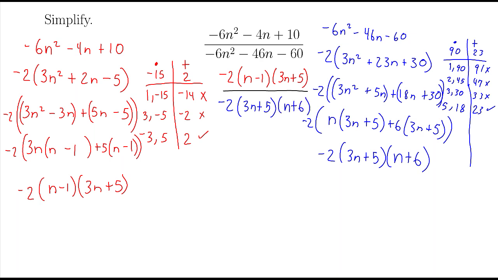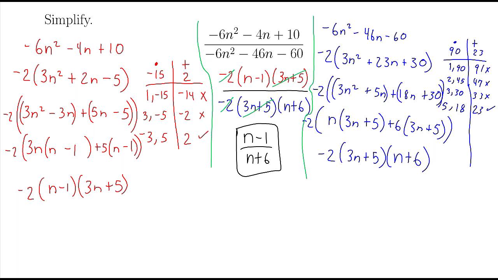That's getting a little crowded, but no matter, we're basically there. Maybe I'll draw some lines to help separate some stuff. Okay, now let's see what cancels. Negative 2 and negative 2. 3n plus 5 over 3n plus 5. I'm left with n minus 1 over n plus 6. Notice I'm not putting parentheses. I don't need to, because there's only one factor on the top and only one factor on the bottom. There's no need to write the parentheses.